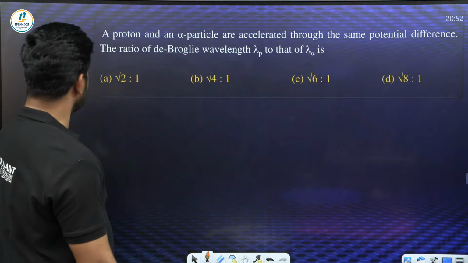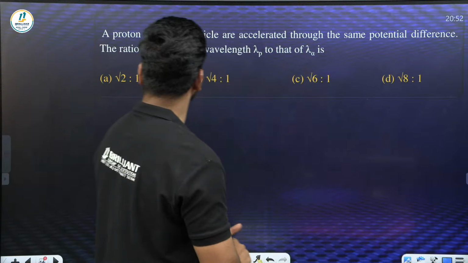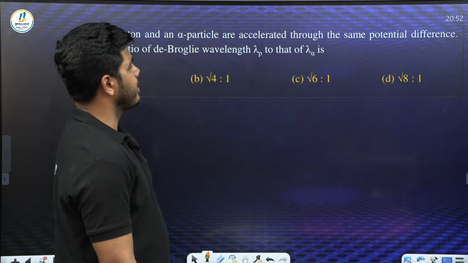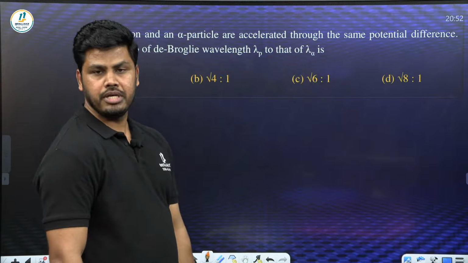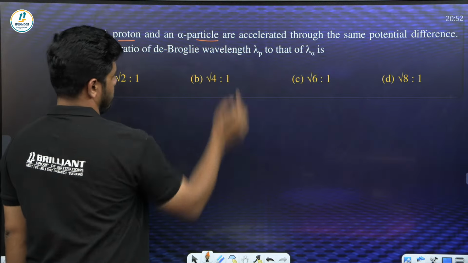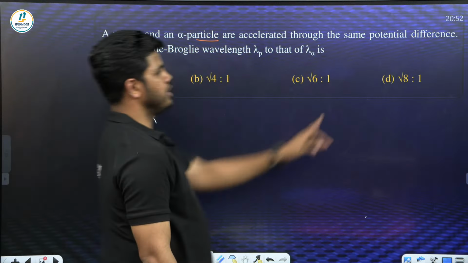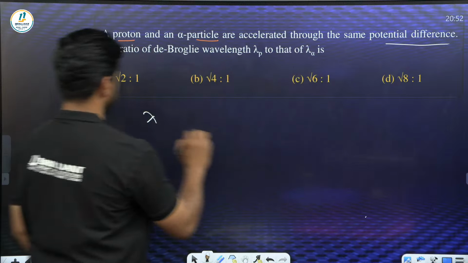I hope that's the last question from de Broglie wavelength. Yes, one more question we have, so we'll just quickly go for that too. A proton and an alpha particle are accelerated through the same potential difference. What is the ratio of de Broglie wavelengths, lambda p to lambda alpha? See, proton and alpha particle. When we go to the equation, since they are accelerated through the same potential difference, we have to use the same equation which we have used in the previous question.